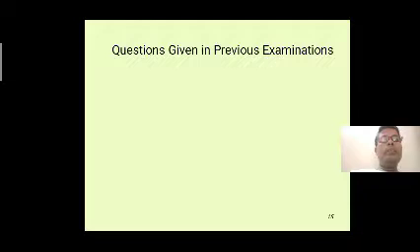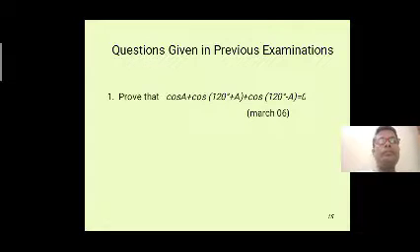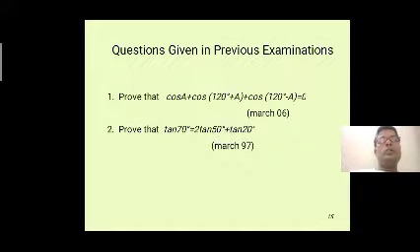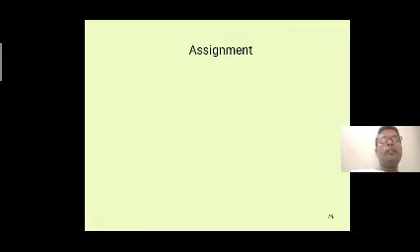Questions given in previous examinations. Prove that cos A plus cos of 120 plus A plus cos of 120 minus A equals 0. Prove that tan 70 degrees equals 2 tan 50 plus tan 20.